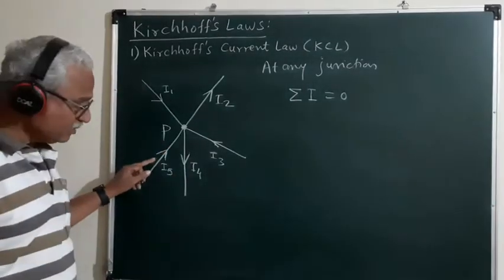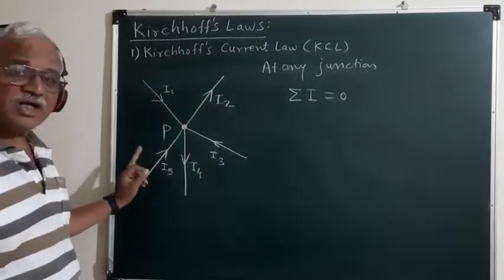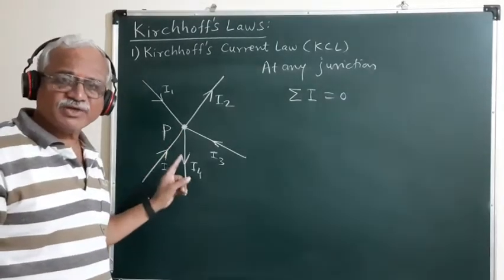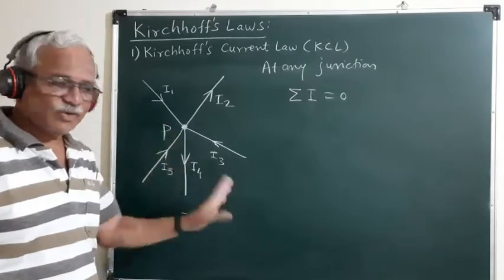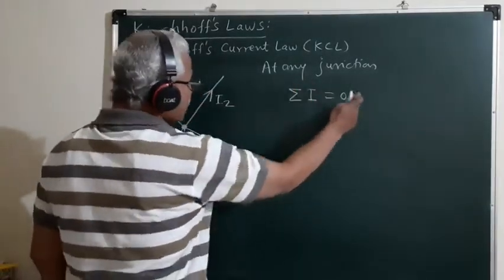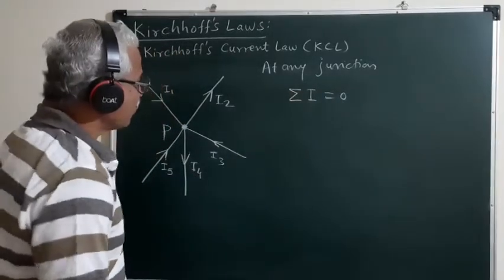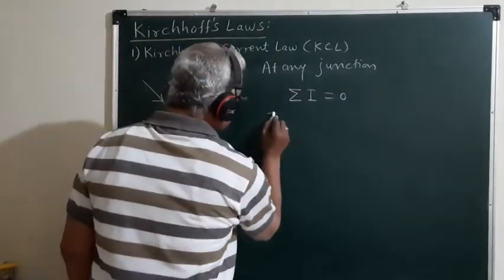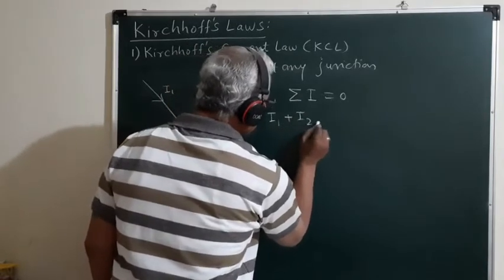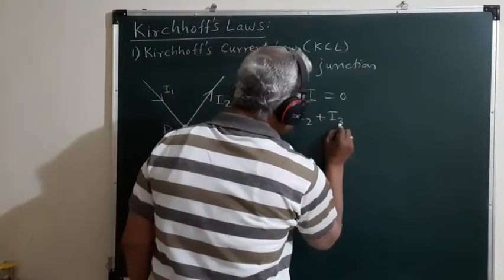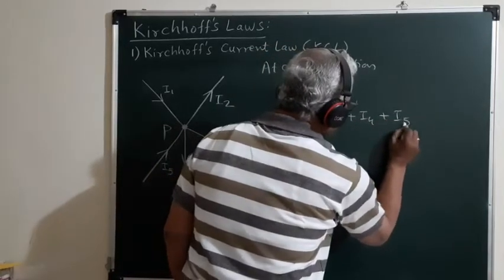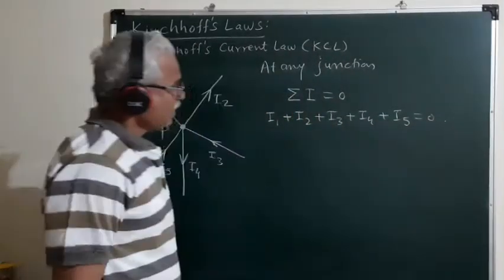And through the fifth branch, the current I5 is flowing towards the junction P, so the current I5 must be considered to be positive. So, in accordance with this statement of Kirchhoff's current law, we can express this as I1 plus I2 plus I3 plus I4 plus I5 is equal to 0.